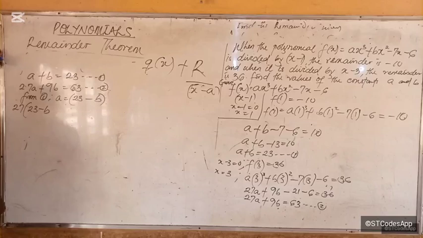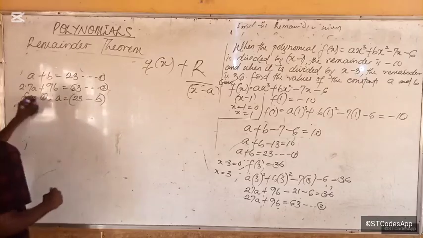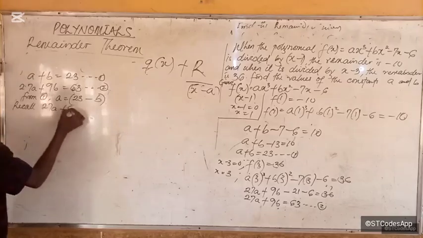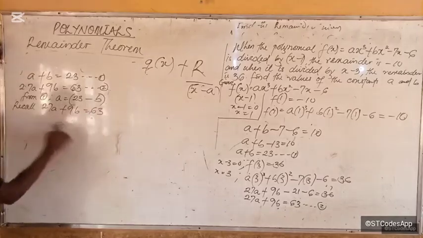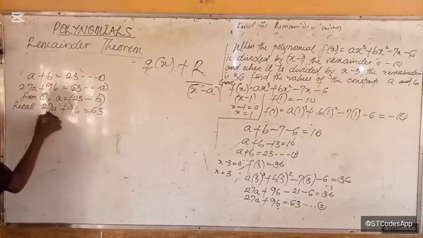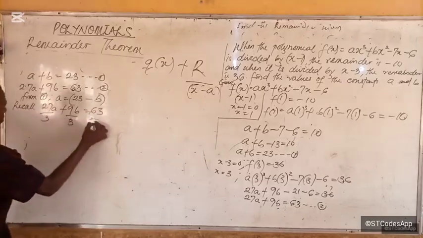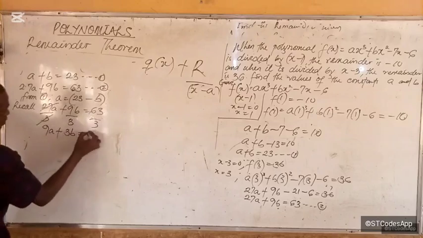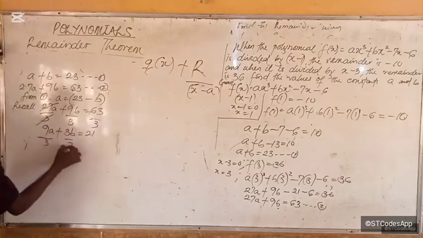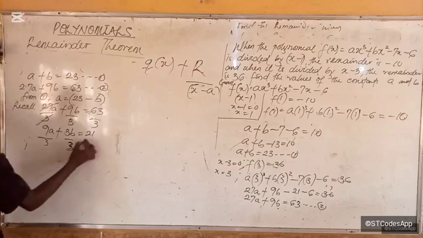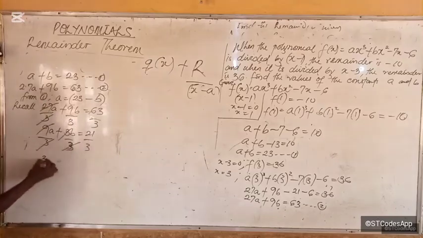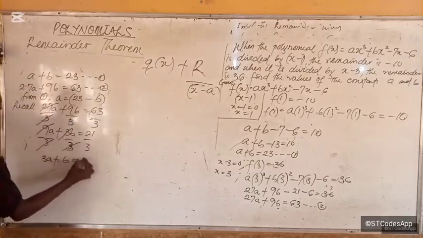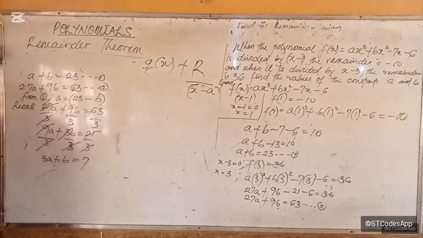Let's reduce equation 2. Recall that 27a plus 9b gave us 63. I think 3 can divide throughout. So if 3 divides throughout, we have 9a plus 3b equals 21. 3 can still divide again. So here we have 3a plus b equals 7. All right.